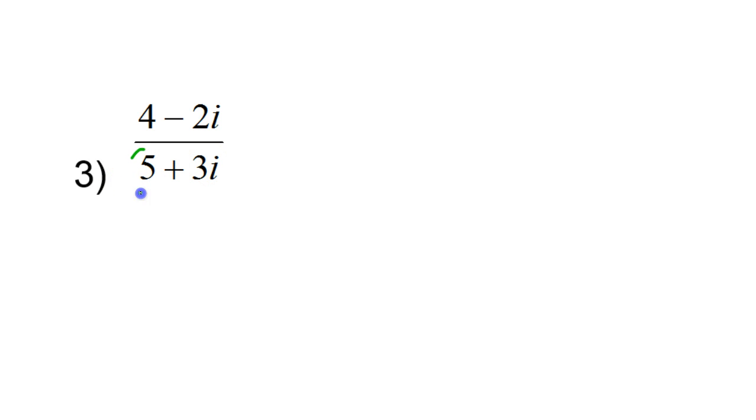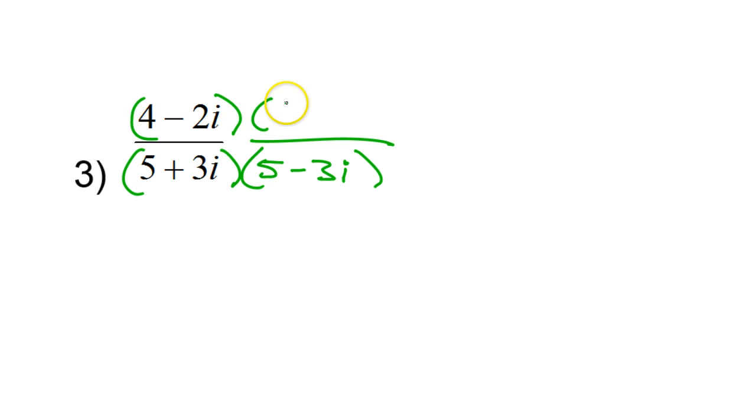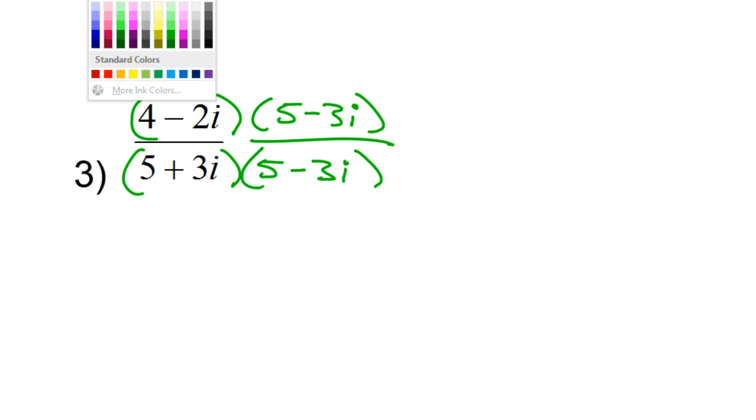All right, so again, we will take the denominator and multiply it by the conjugate, which is going to be 5 minus 3i. We have to multiply the numerator by the same thing. So we will also do 5 minus 3i. So notice we do not do the conjugate of the numerator, just the denominator. These have to be the same. And then we will double distribute.